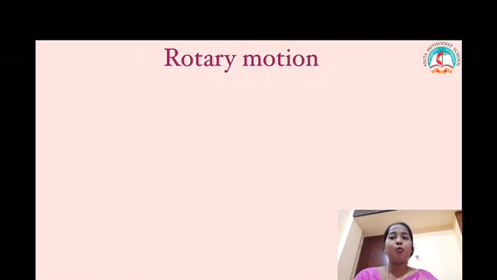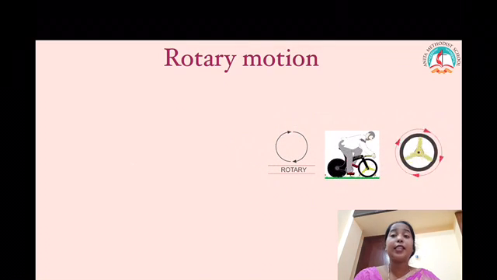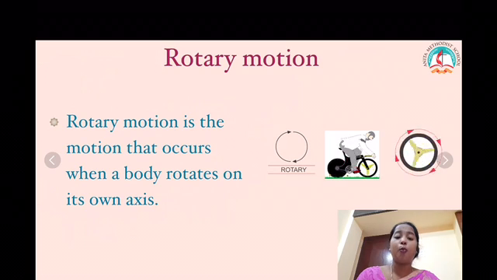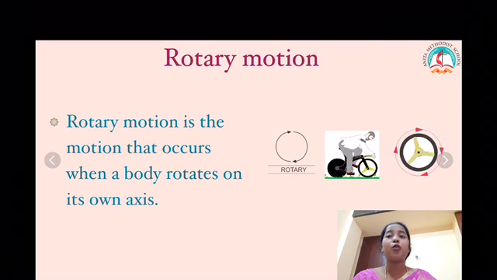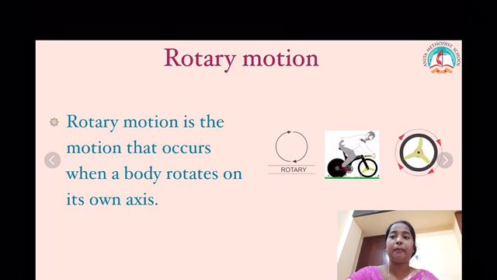Next is rotatory motion. Rotatory motion is the motion that occurs when a body rotates on its own axis. A few examples of rotatory motion: the motion of the earth about its own axis, as it goes around the sun, is an example of rotatory motion. While driving a car, the motion of the wheels and the steering wheel about their own axis is also an example of rotatory motion.